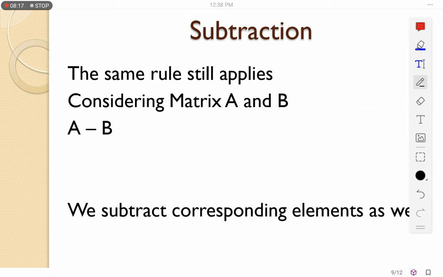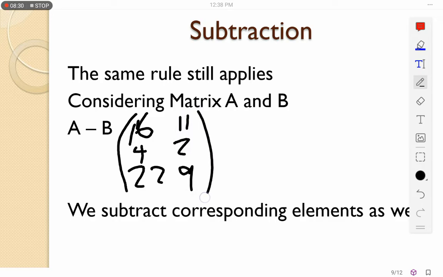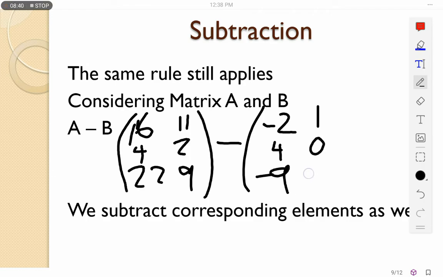So you are also going to be using corresponding elements on subtraction. It's one and the same thing. So I'll write my matrices. I'm using the same matrices: 16, 4, 22, 11, 2, 9, minus 2, 4, minus 9, 1, 0, minus 7. Okay, so I'll be doing the corresponding the same again.